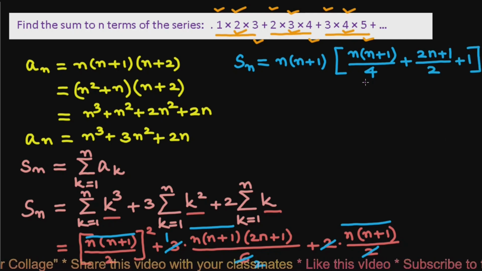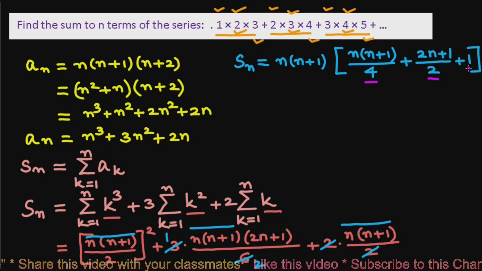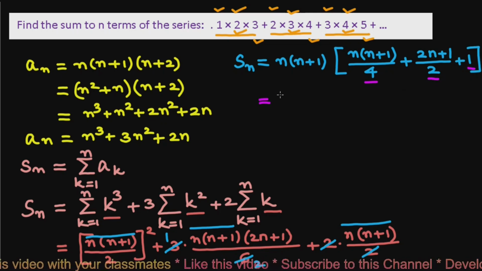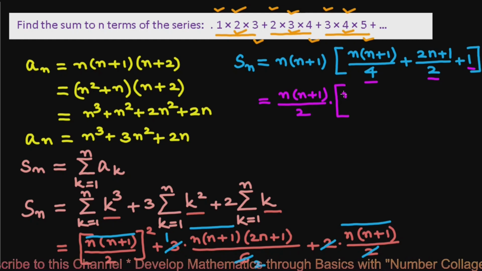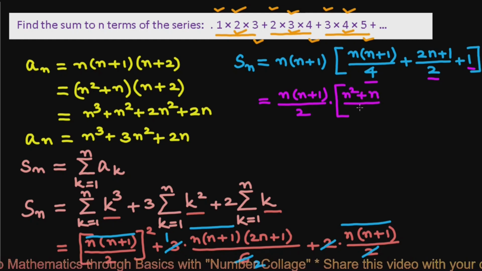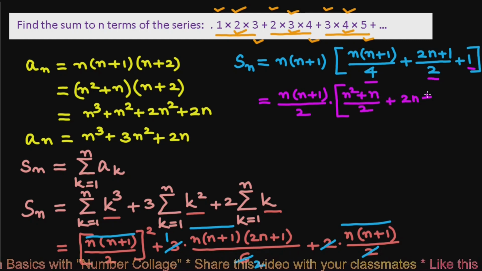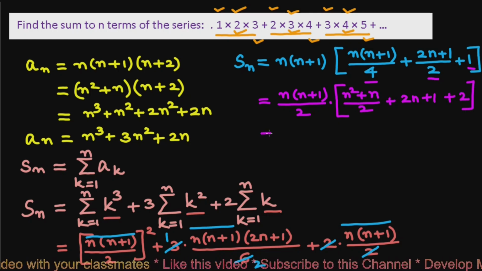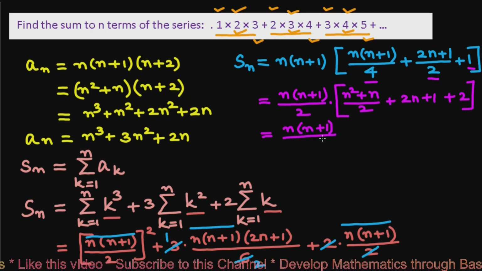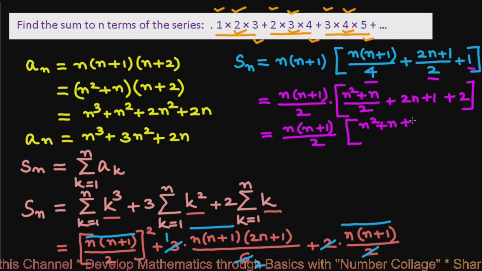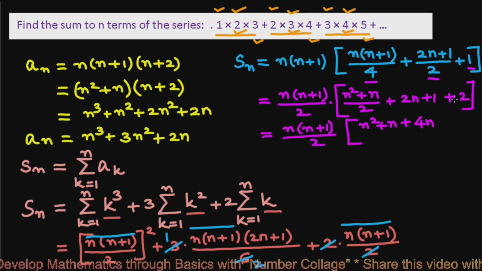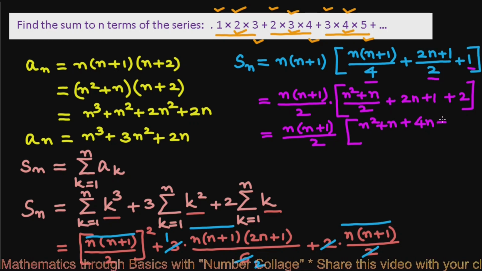Now taking 2 common from the denominator of each term, we write n into n plus 1 upon 2 into n squared plus n upon 2 plus 2n plus 1 plus 2. This will be n into n plus 1 upon 2 multiplied by n square plus n plus 2 2s are 4n plus 3 2s are 6, upon 2.